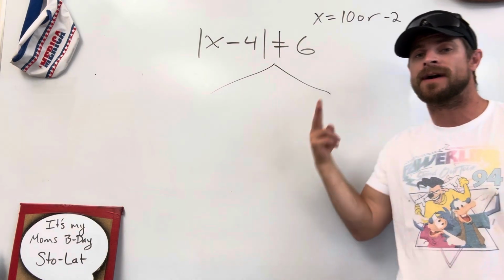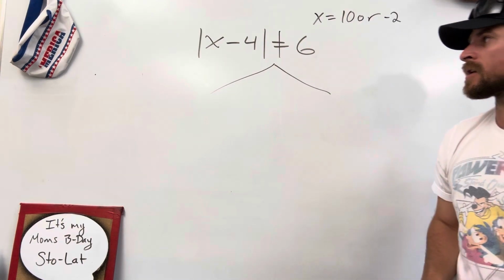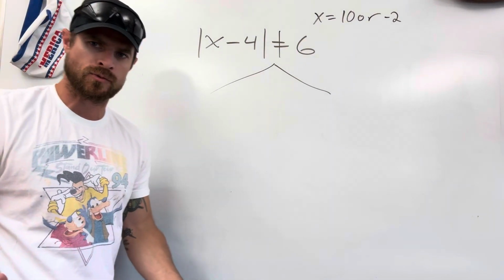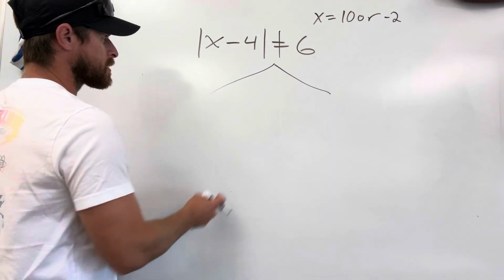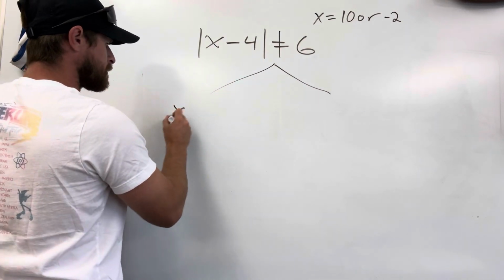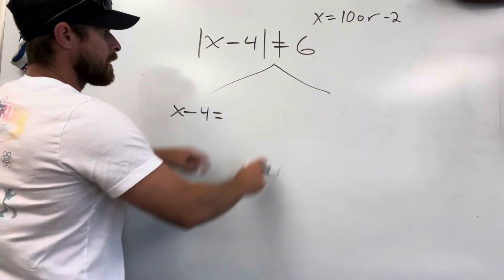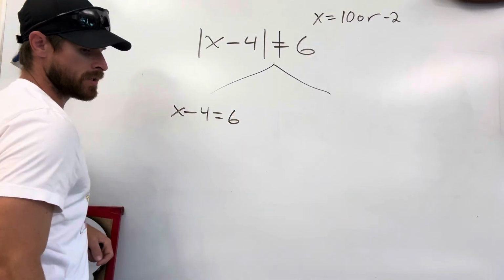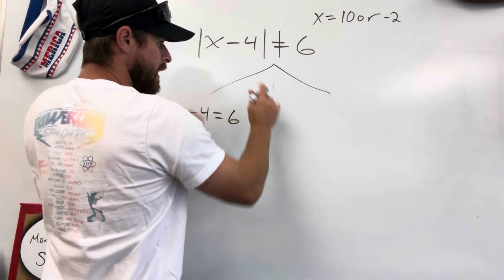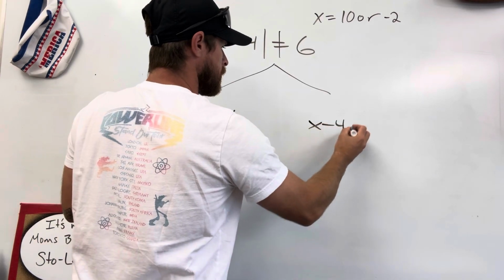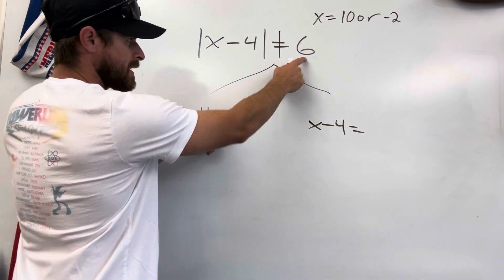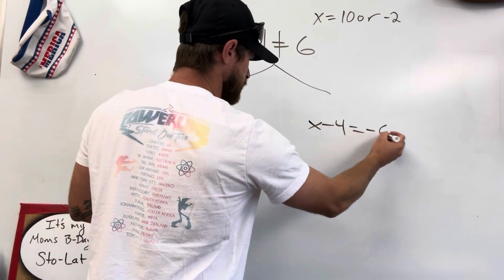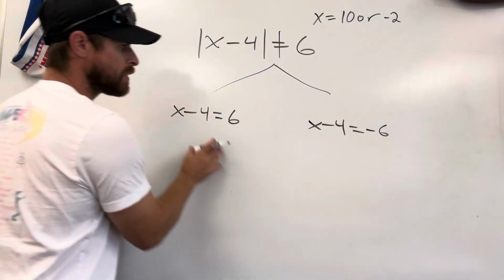Why? Because we need to find two separate answers. It's a very simple thing to do. It's a very simple thing to memorize once you learn it. Here's how it works. Take the bars away, x minus 4. Write down the number it's equal to. On the second equation, take the bars away, but instead of saying it's equal to 6, say it's equal to the opposite of 6, negative 6. Now you've got two different equations.